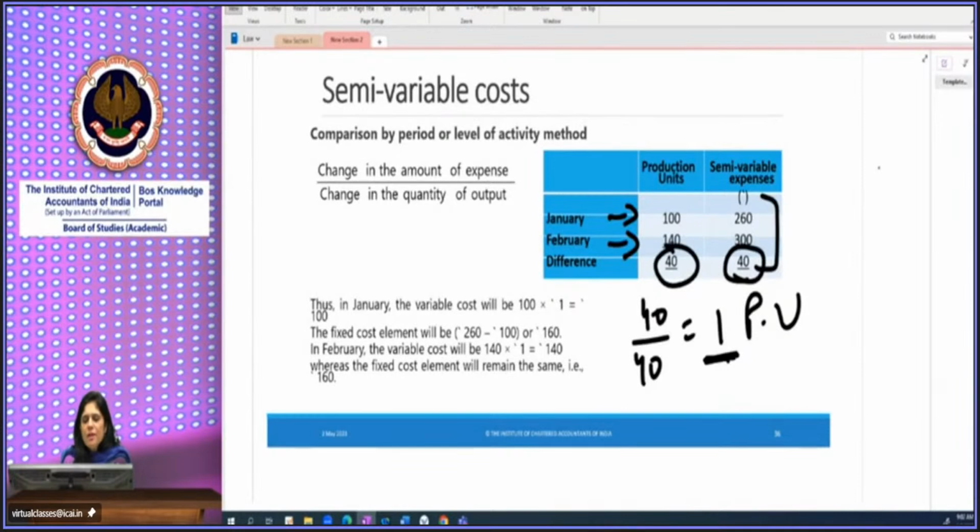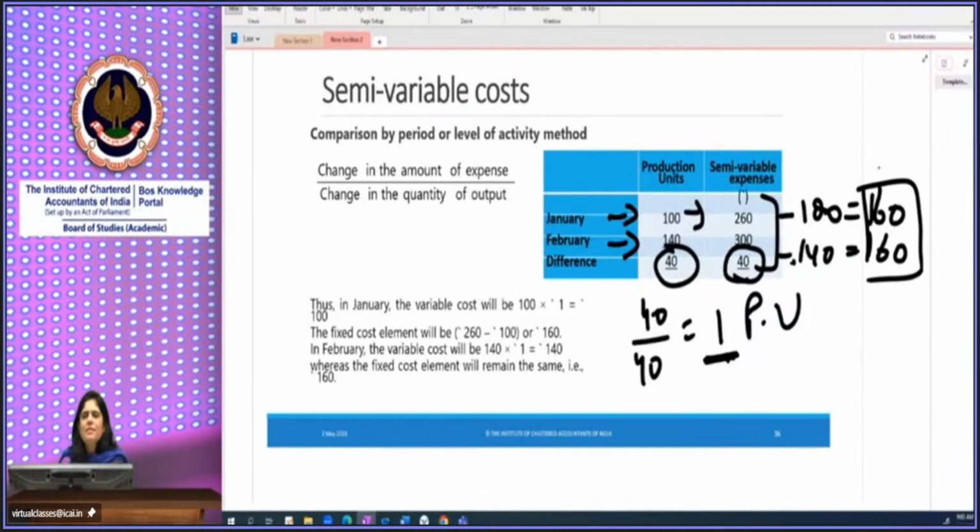So 1 per unit is variable. I told you variable is always per unit. So 1 per unit, so for 100 units, variable cost should be 100. Clear? So if variable cost is 100, how much should be the fixed? Fixed should be 160. Clear? Here variable cost is 1 per unit, so for 140 units, it comes out to 140. So out of 300, 140 is variable, 160 has to be fixed. The fixed cost remains the same.